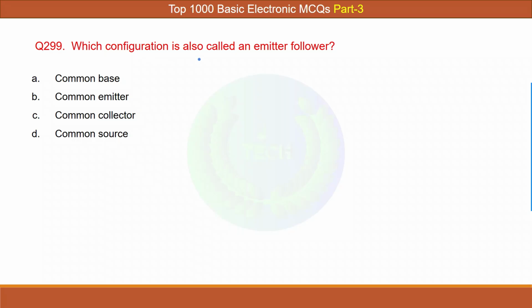Next question, question number 299. Which configuration is also called an emitter follower? Option A, common base. Option B, common emitter. Option C, common collector. Option D, common source. The answer is option C, common collector.